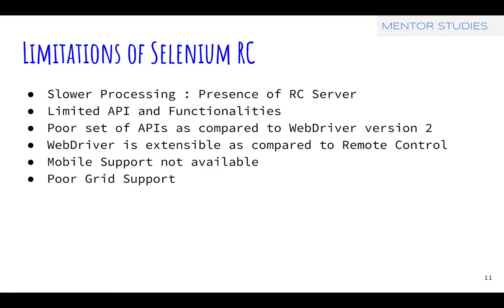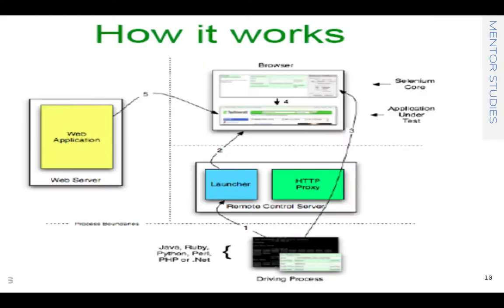Then there is actually no grid support, or very poor grid support, in Selenium RC. Grid support is running your tests in parallel across multiple systems at the same time, so it will minimize your time. You can have hundreds of test cases executed in just minutes. That's what Selenium WebDriver helps you with, but RC doesn't have that benefit. Okay, so these are the problems. You can have a look at how it basically works.